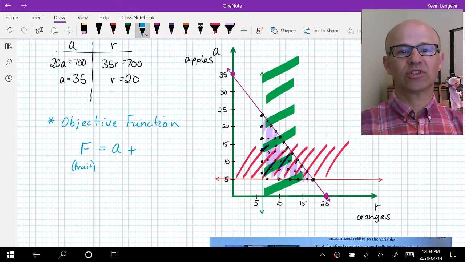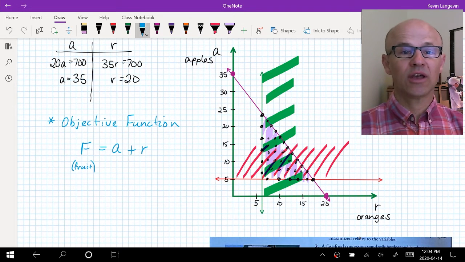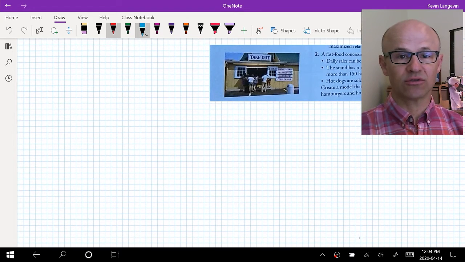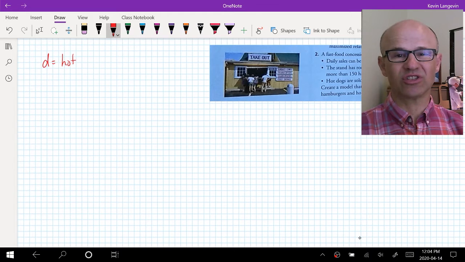Something the textbook uses is called the objective function. This is the amount of fruit, and that's going to be equal to the number of apples plus the number of oranges. That's more for next day's lesson.